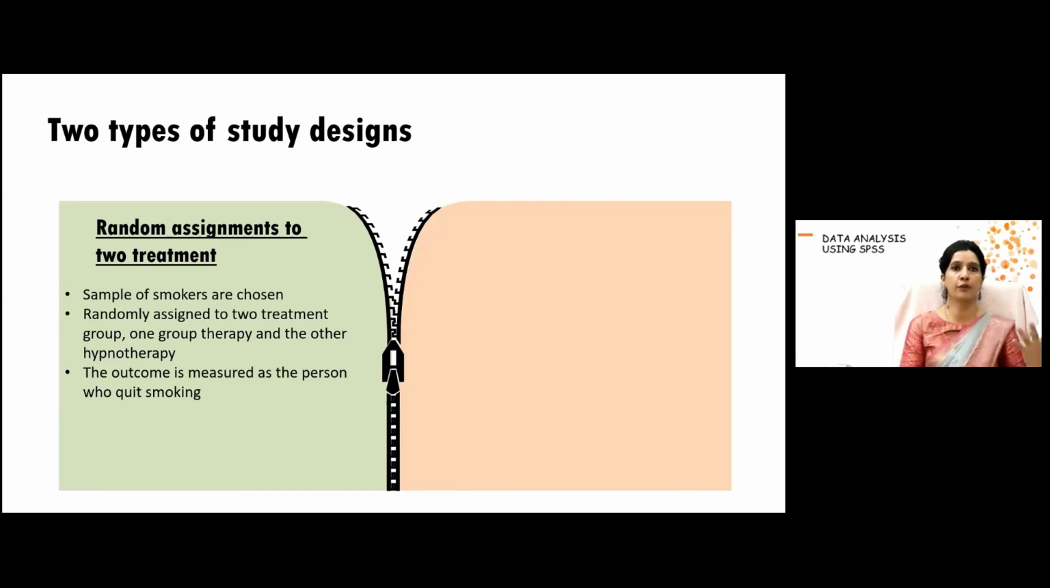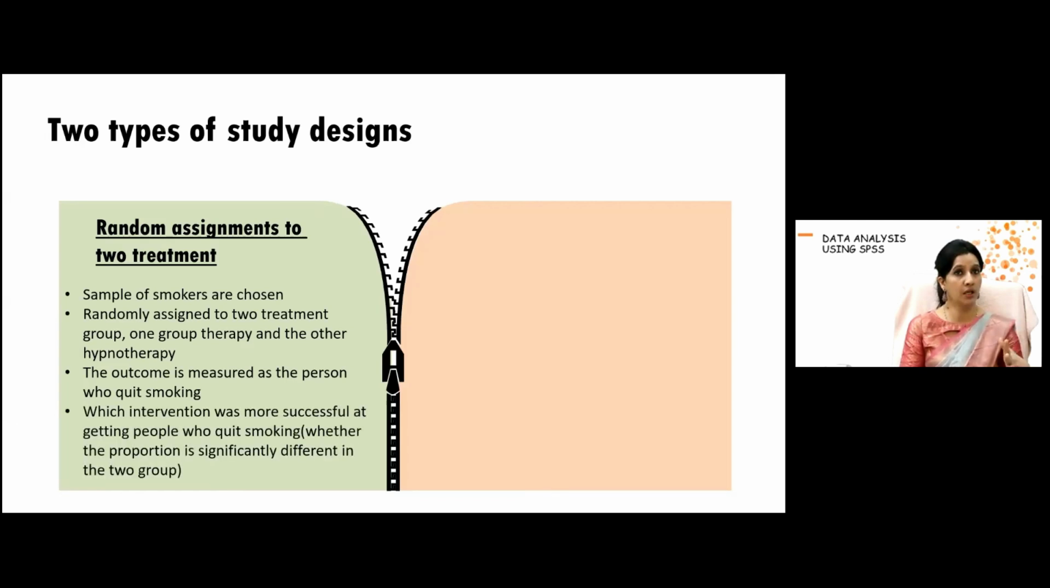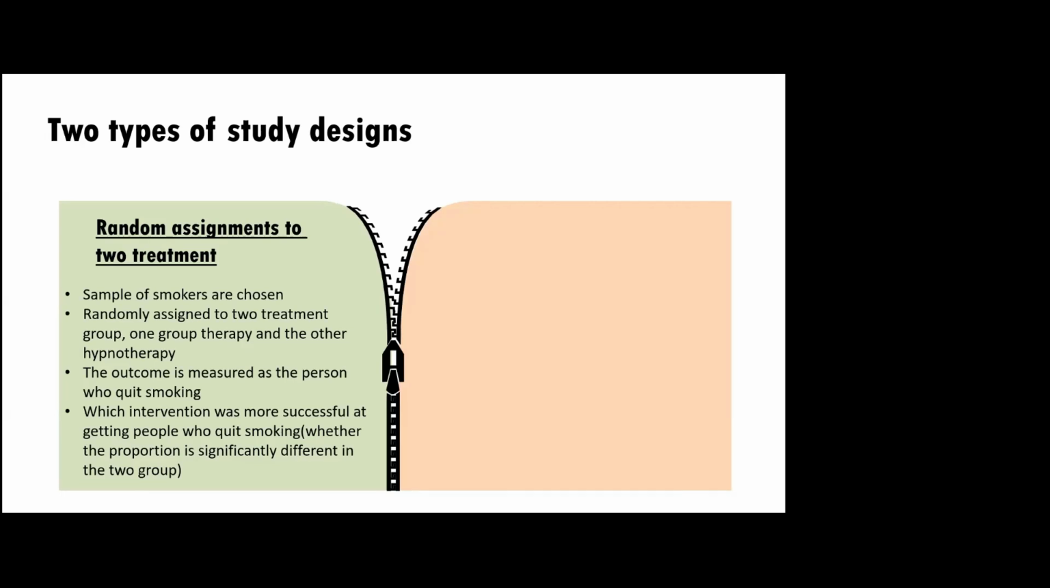And then after a few weeks, you can measure the outcome as a person who has quit smoking. So which intervention was more successful at getting people to quit smoking? Because it will be measured in percentage. The percentage of people who could quit smoking, that was greater in which intervention? So you have to see the proportion of people in the two therapies, right? Whether it is group therapy or hypnotherapy.